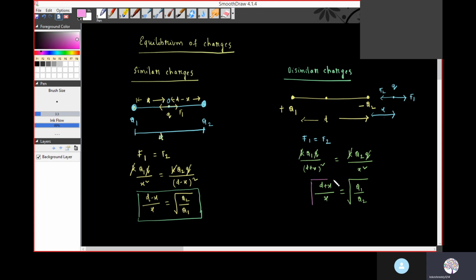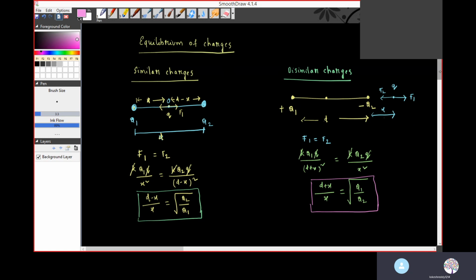That's the point where we get the net electric field as 0, or the net resultant force as 0. The net electric field will also be 0 at this point, and that point can be called a null point.